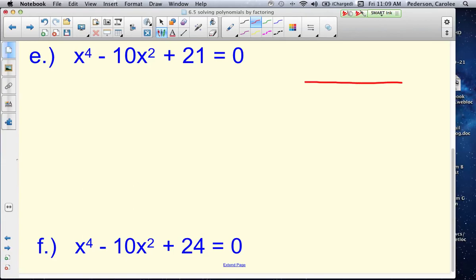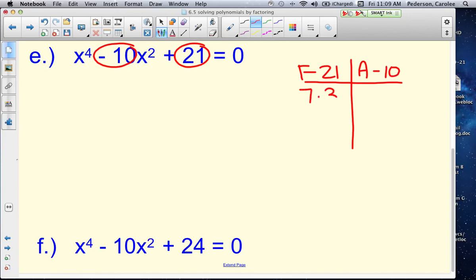What are the factors of C, which is 21, that adds to B, which is negative 10? So we would say 7 times 3 is 21. When we add that, we get 10. Nope, that didn't work. Try negative 7 times negative 3. When I add those together, I get negative 10. And yep, that's the one that we want. So these are the numbers we're going to work with.